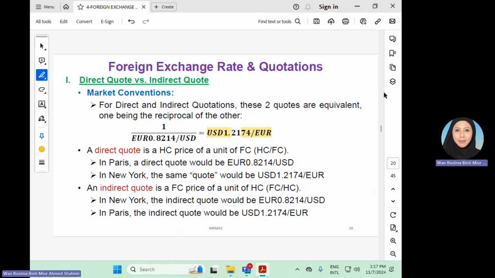As you can see, a direct quote is a home currency price of units of foreign currency. An indirect quote is a foreign currency price of a unit of home currency, foreign currency against home currency. So in Paris, a direct quote will be in euro. In New York, the direct quotation is the opposite. So get familiar with whether this one is a direct quote or an indirect quote.